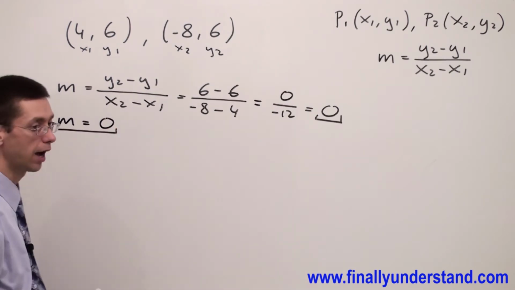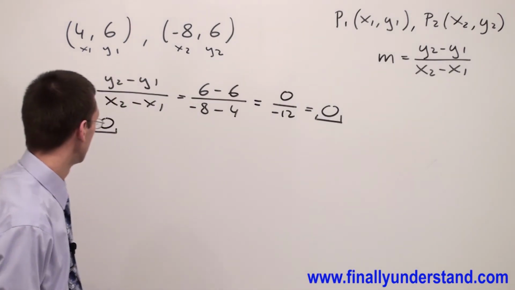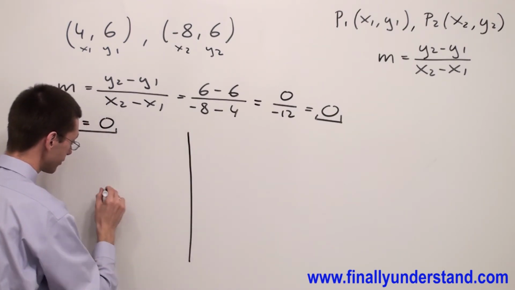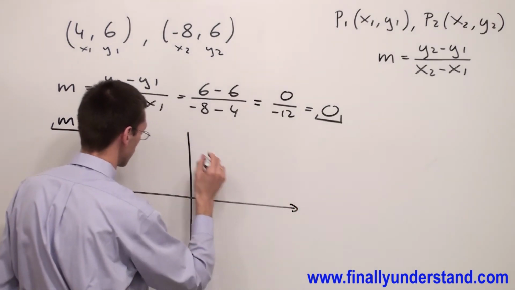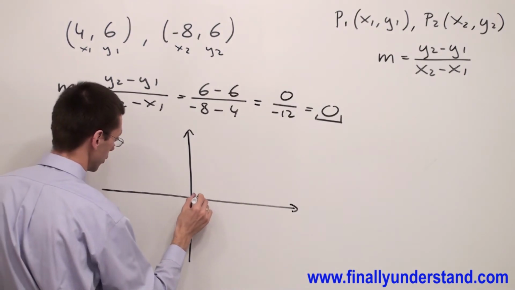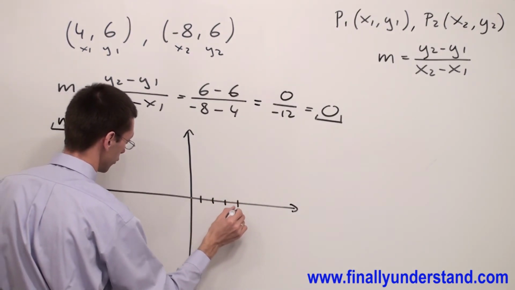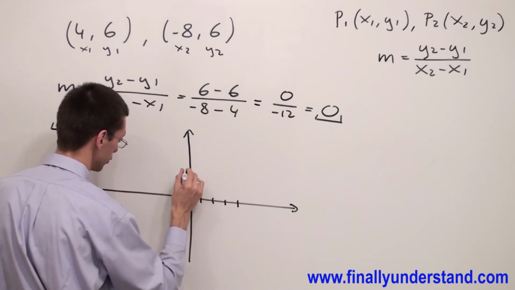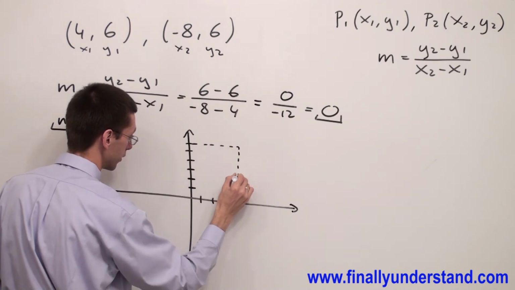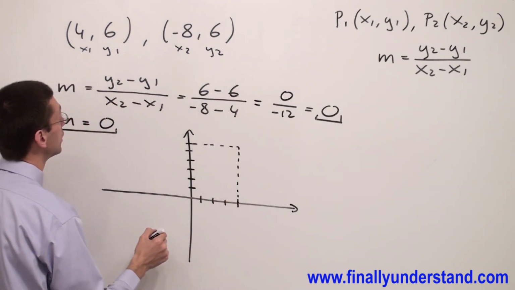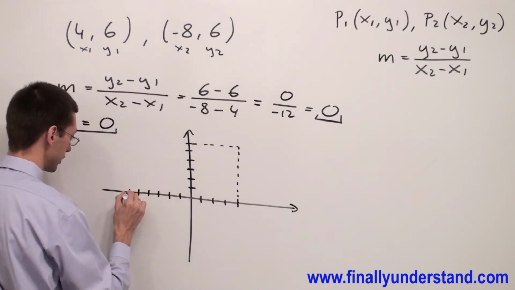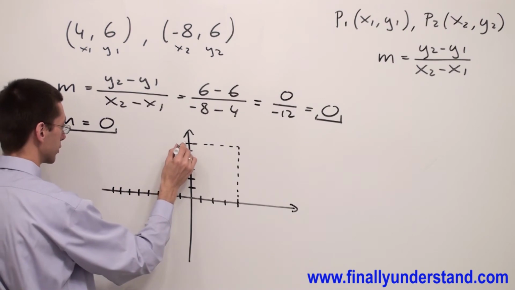Now let's take a look at how this solution is going to look on the graph. So we have the point 4, 6: 1, 2, 3, 4, and I have 6: 1, 2, 3, 4, 5, 6. This is my first point. And the second point is negative 8: 1, 2, 3, 4, 5, 6, 7, 8, and also 6.